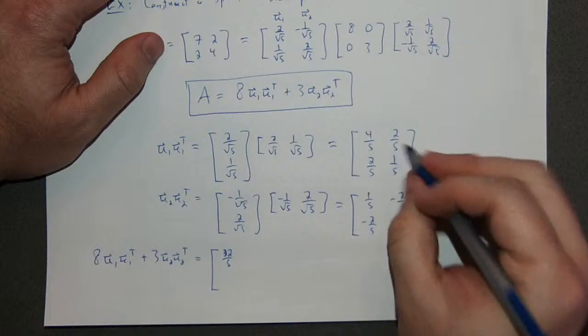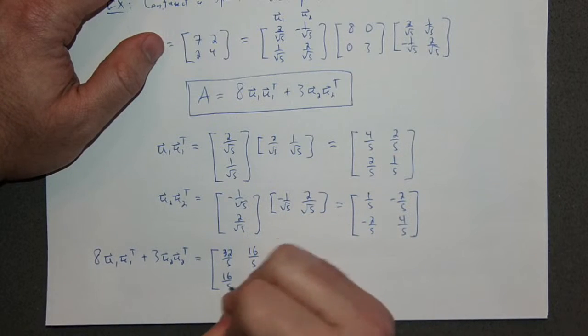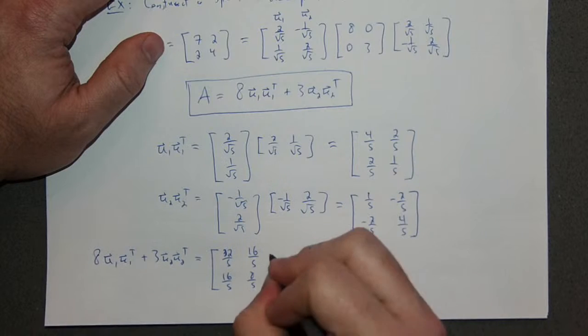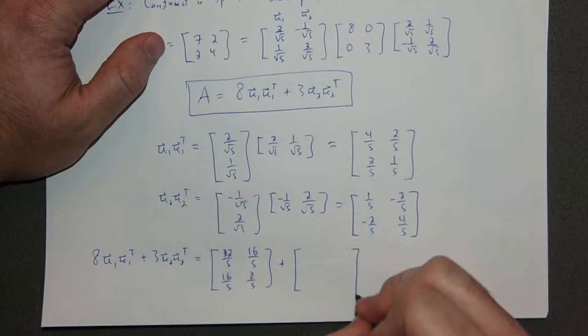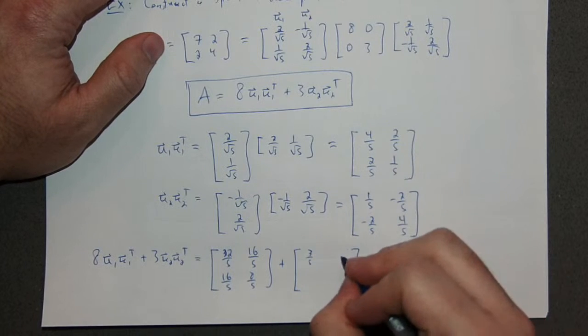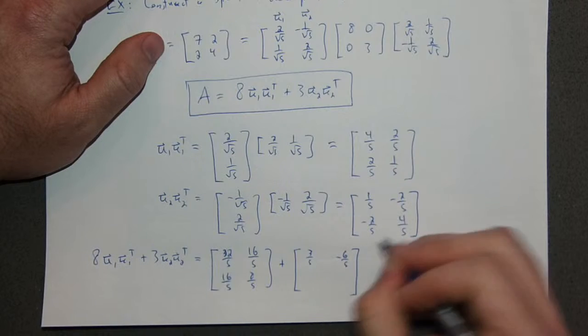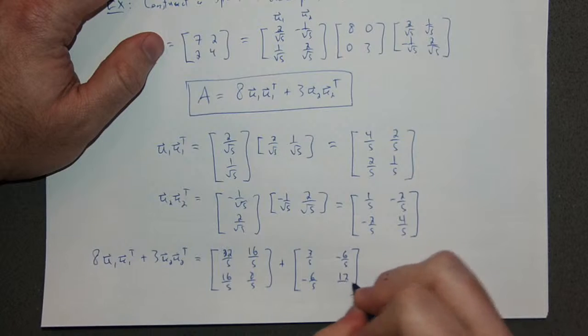32/5, 16/5, 16/5, 8/5, plus 3 times this would be 3/5, minus 6/5, minus 6/5, and 12/5.